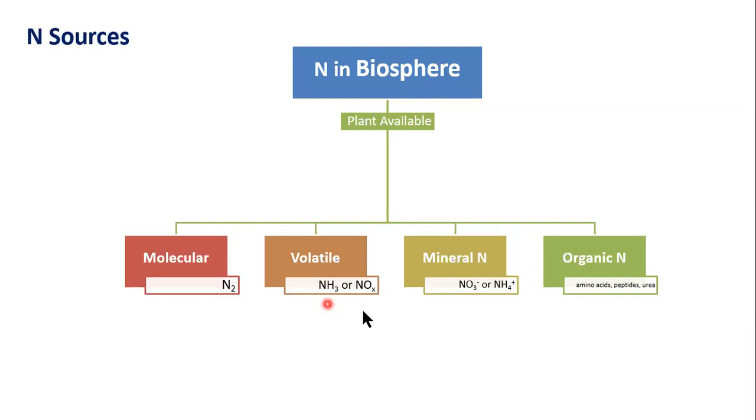NOx means the nitric oxide and nitrous oxides. Then we have mineral nitrogen, that is nitrate and ammonium, which is the favorable form for plants to take up. Then we have also organic nitrogen in the form of amino acid peptides, and urea is of course an organic nitrogen source. So we have these sources available in our system.